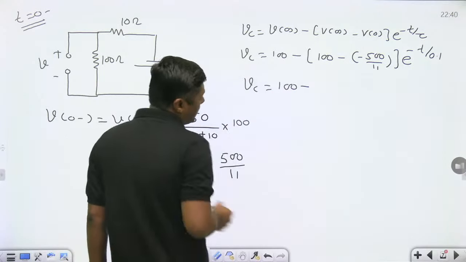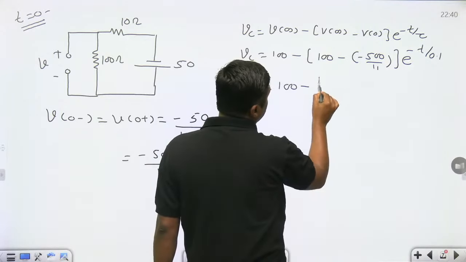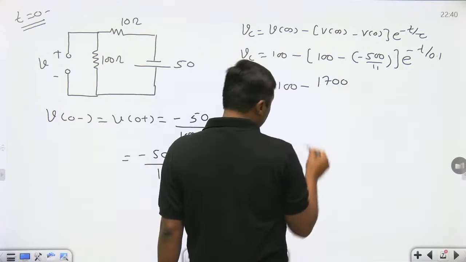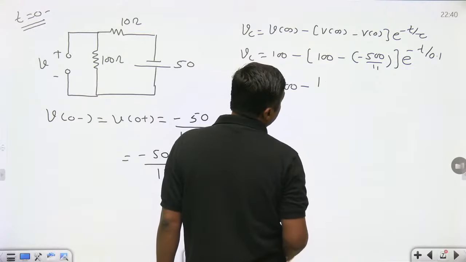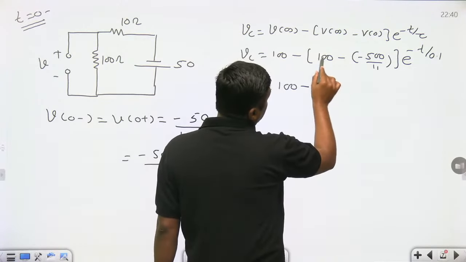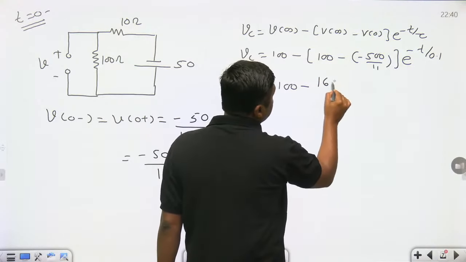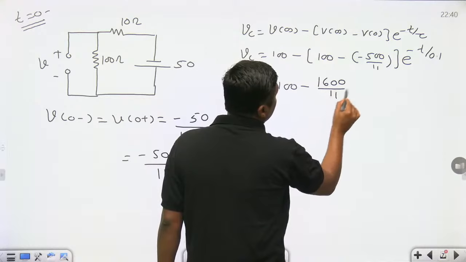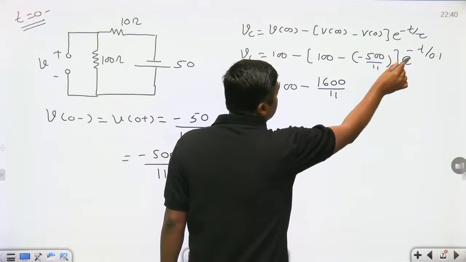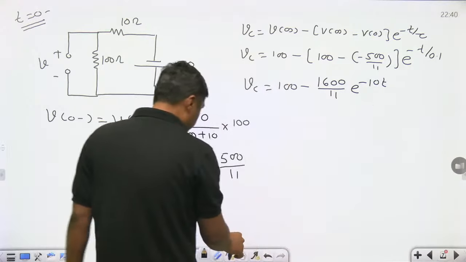Now you can subtract it. This will become 1100 plus 500, that is 1700. Please check my calculation. 1600, sorry. Try to understand, when it is multiplied by 11, this becomes 1100 plus 500, 1600 divided by 11, and this is e raised to power minus 10t. So that is the equation.